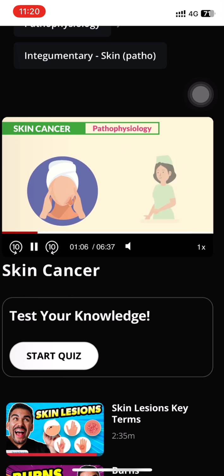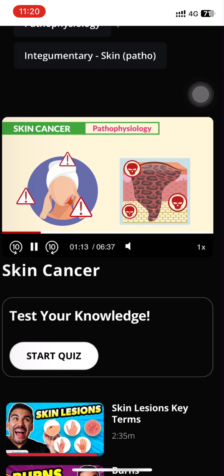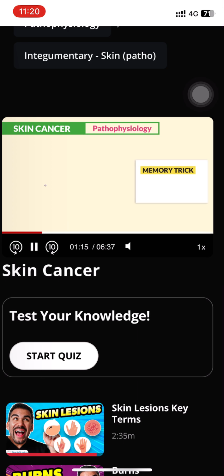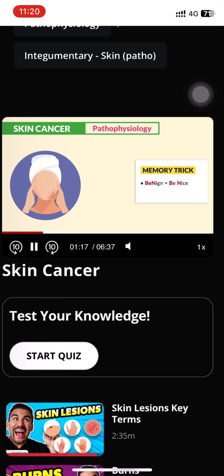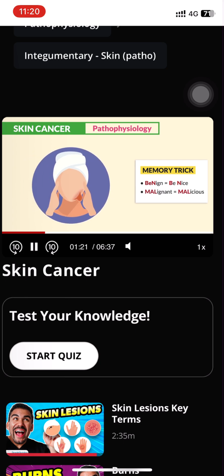Now some tumors can remain benign and stay well contained, while some become malignant and very deadly. So the memory tricks, just think benign is like be nice, it's non-deadly. And malignant is very malicious, very, very deadly. So be sure to write that down.